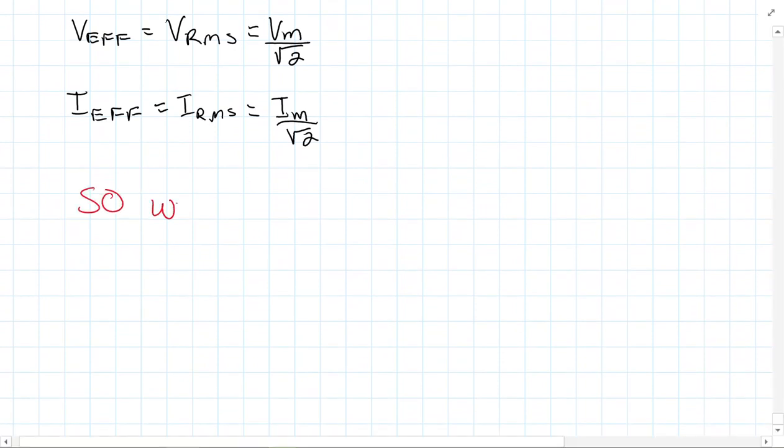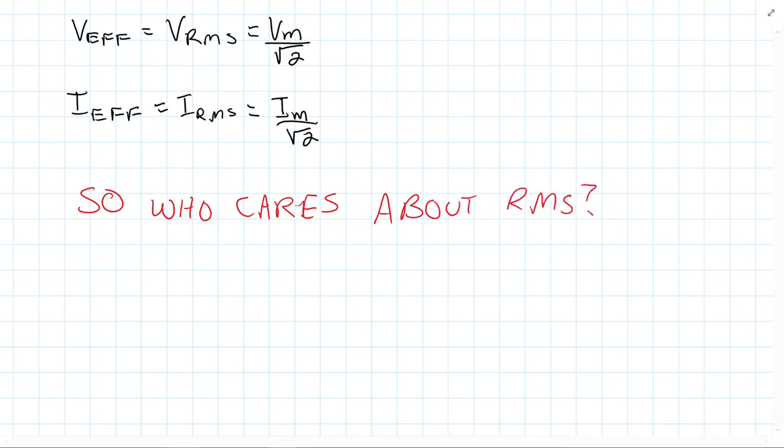So who cares about RMS? Why would we care about RMS? Well, there are several reasons. One, if you're using a multimeter and you're measuring an AC signal, the voltage that's getting reported back on a multimeter is usually an RMS value. So that's what you get on your multimeter.